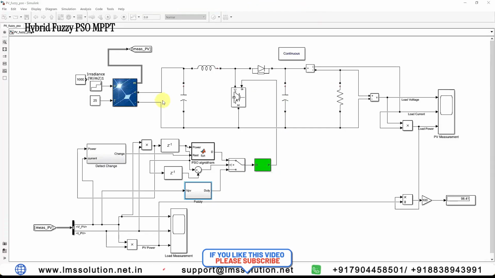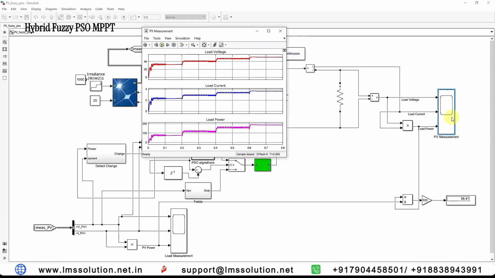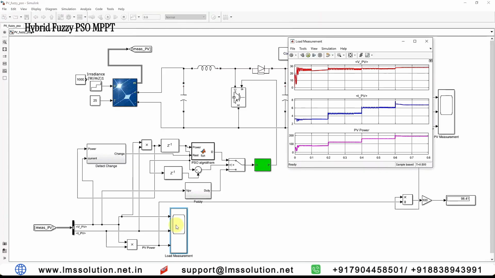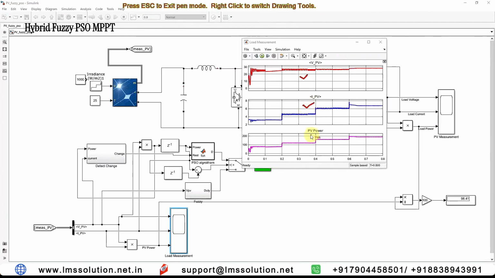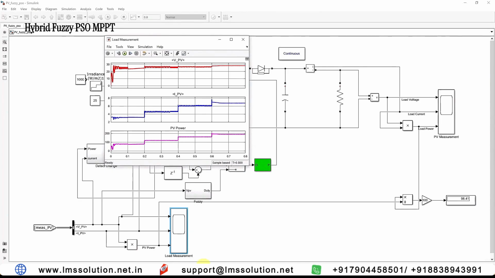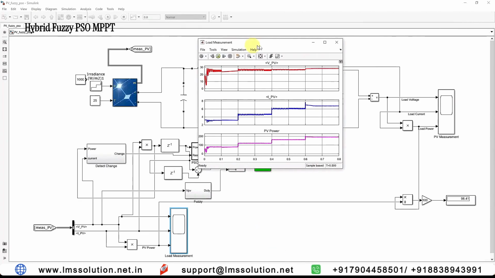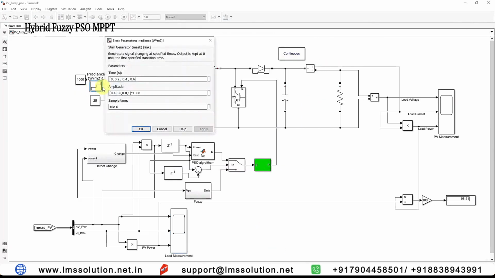So this is the working of this model, and here you can see that we are measuring the load voltage, load current, and the load power. And also here we are measuring the PV voltage, PV current, PV power. Let us compare the result for different irradiation conditions. Here I have already simulated the model. The model will take some time to simulate.